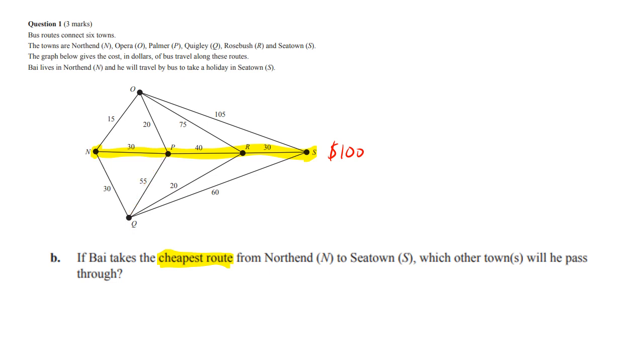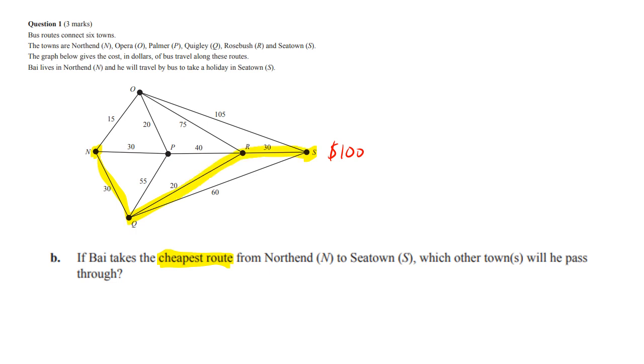Terrible. What other combinations could do? 30 and 20. That's 50 to get to R. Wait a minute. That's pretty good because this part is 70. So if we look at this, the cheapest route looks like being this one here.